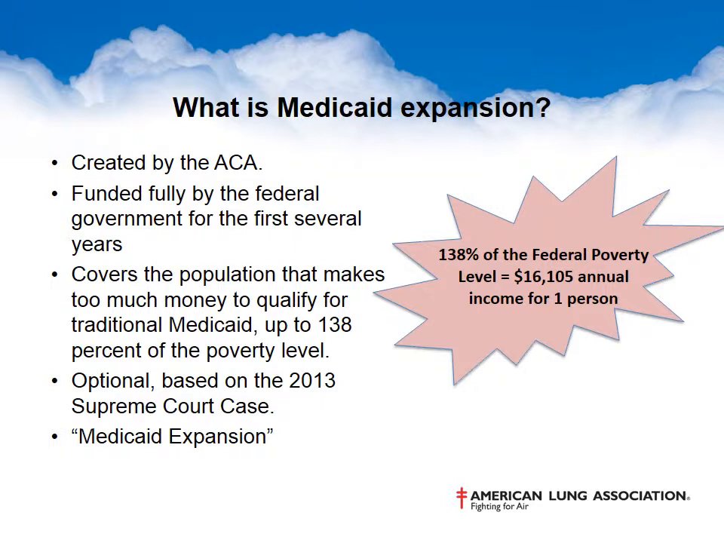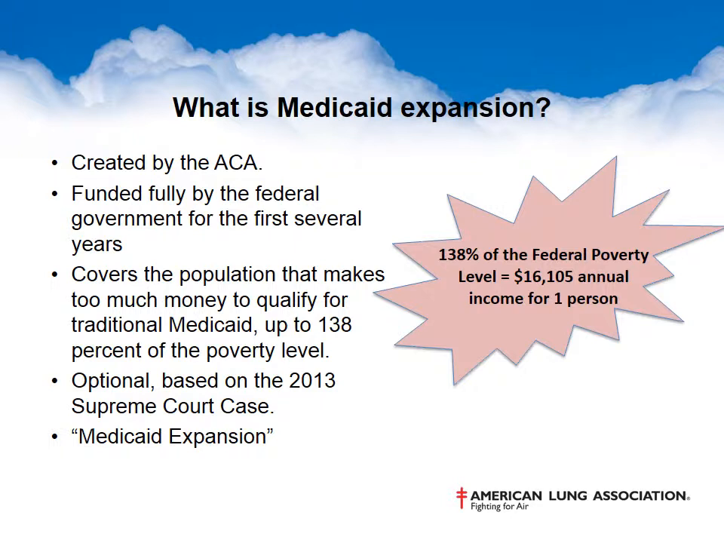Medicaid expansion is meant to cover the population that makes too much money to qualify for traditional Medicaid, up to 138% of the federal poverty level. And you can see that 138% is equal to just over $16,000 annually for income for one person. And then, of course, the income level goes up for families with more than one person in them. But still, we're not talking about a lot of annual income here.